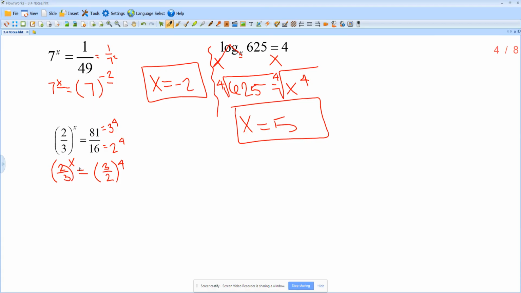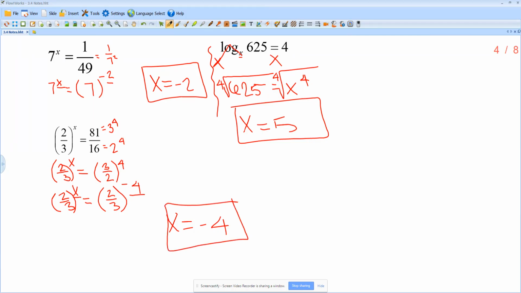Now the problem is I cannot use the one-to-one property because the bases are not the same, but I can make them the same if I flip this over. So if I flip that over, what I'm doing is making a negative exponent. Now my bases are the same, so I can say that the exponents must be equal. X equals -4.